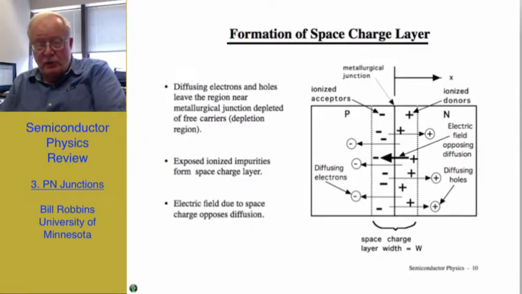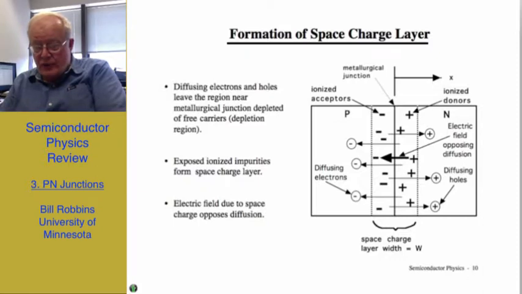That is to say, we normally think in the bulk region, far away from the p-n junction, the free carriers screen the ionized impurities, and so the net space charge is zero. But here, when we diffuse holes away to the right and to the N-type side, we uncover the ionized acceptor impurities, which have a negative charge.